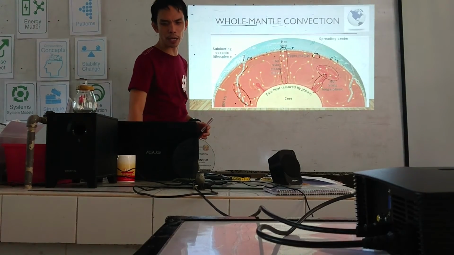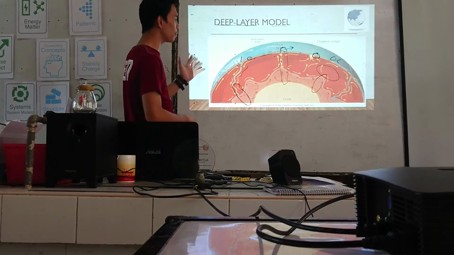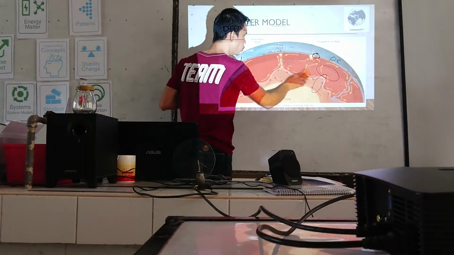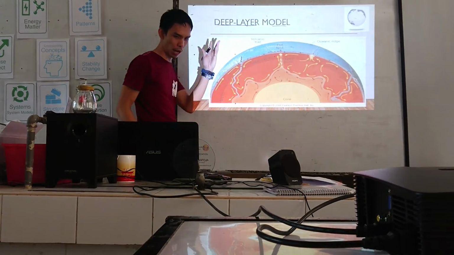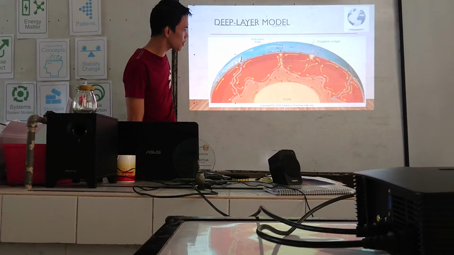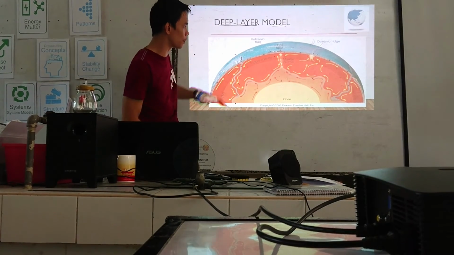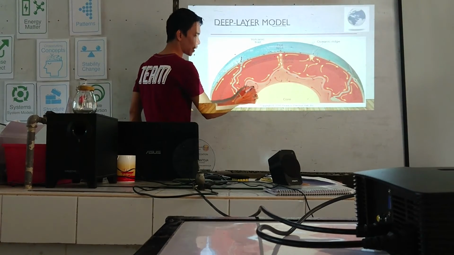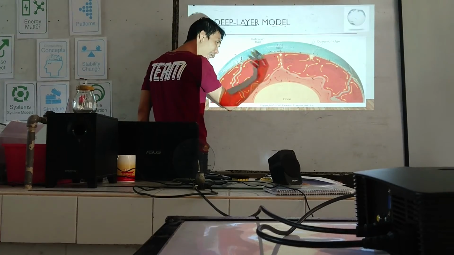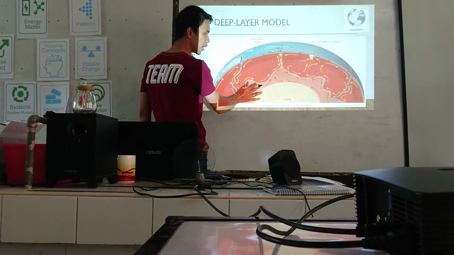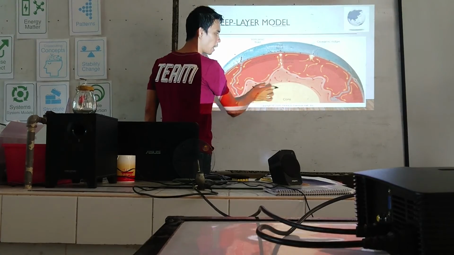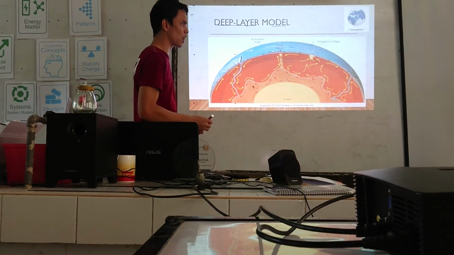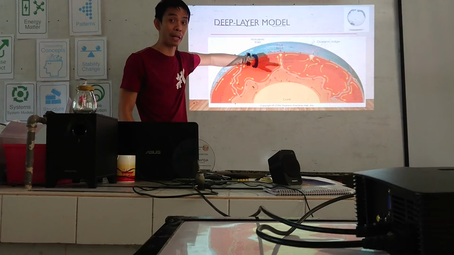All right. So the third one is the deep layer model. The deep layer model is just a combination of the two models that we have discussed a while ago. There is a convection pattern on the upper and some parts of the lower mantle, and there is a convection pattern happening on the layer near the core interface that we have right here. Also, this model explains the occurrences of your mantle plume.